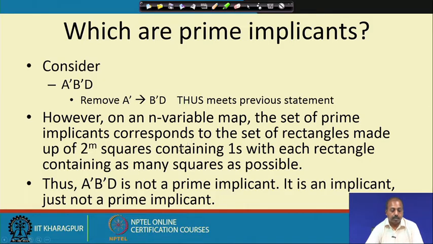So, this is not a prime implicant, because if you remove this, then some of the ones are getting introduced which are not there in the original function. So, this is an implicant, but not a prime implicant. A bar b bar d is an implicant, but not a prime implicant. For a prime implicant, we should have the set of rectangles made up of 2 power m squares containing ones with each rectangle containing as many squares as possible. You cannot maximize it further, that will be called a prime implicant.